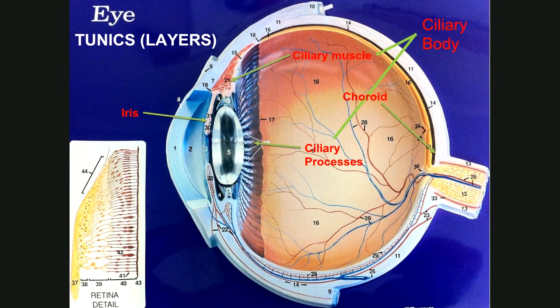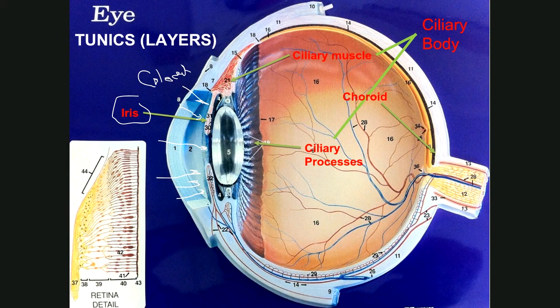Another part that we haven't talked about is the iris of the eye. So the iris is the colored part of your eye. So if you have brown eyes or blue eyes or green eyes, that's the iris. And the iris is also part of this vascular tunic. And in the center of the iris is where the pupil is.